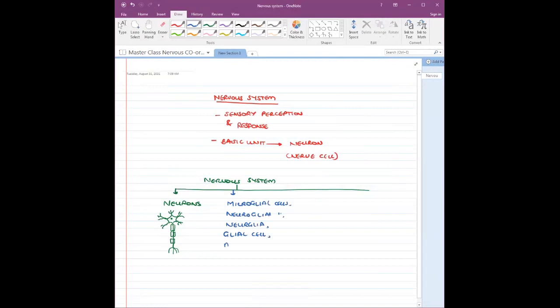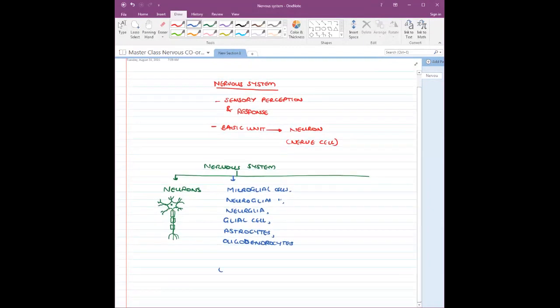Or we also call them astrocytes, or we also call them oligodendrocytes. So astrocytes and oligodendrocytes are actually different cells. They are going to be seen in your brain. Now, how is it going to be? Let's try to see. So guys, let's imagine this is your brain.